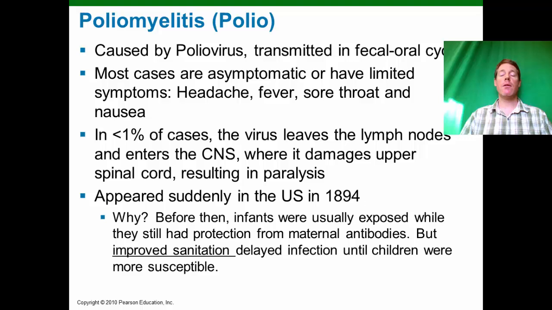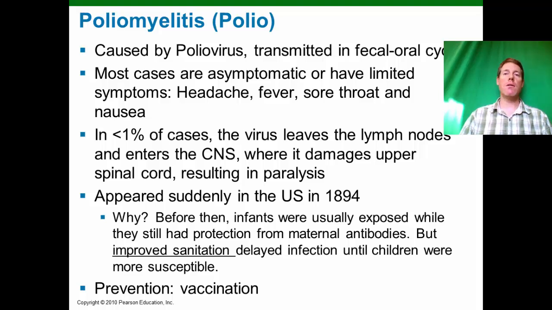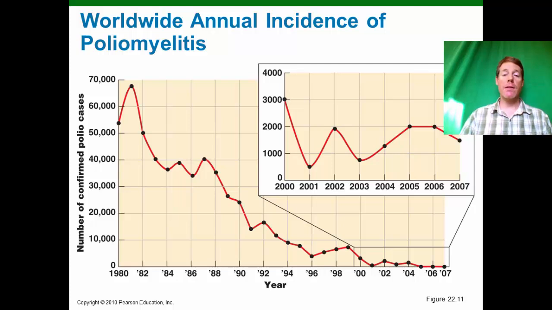Eventually a vaccine was developed which largely eradicated this disease from the US population. And that is how we're trying to eradicate this disease worldwide with vaccination. This is an example of how well the vaccination has been working. This is a graph showing worldwide annual incidence of poliomyelitis since the early 1980s. You can see it's been a steady decline over the course of the last 30 plus years, to a point where there are very few cases worldwide. In 2007, there were less than 2,000 cases.